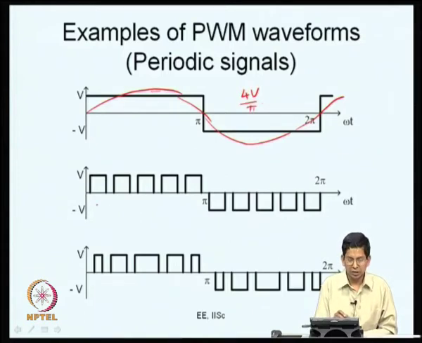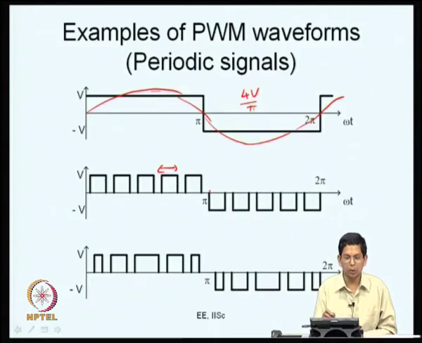This is another example. It is not a complete square wave, but you have pulses, and these pulses have certain duration. All of them have equal duration. You have positive pulses in the so called positive half cycle, and negative pulses in the so called negative half cycle of the fundamental voltage. You can vary these widths. If you increase the width, the fundamental voltage you get is going to increase, otherwise it is going to decrease.